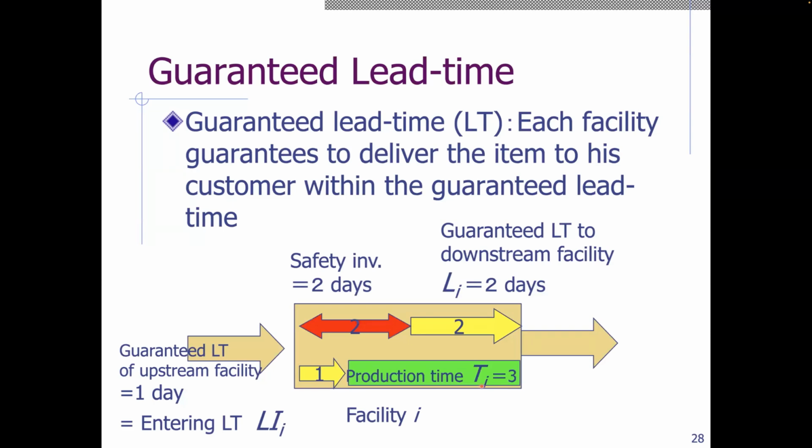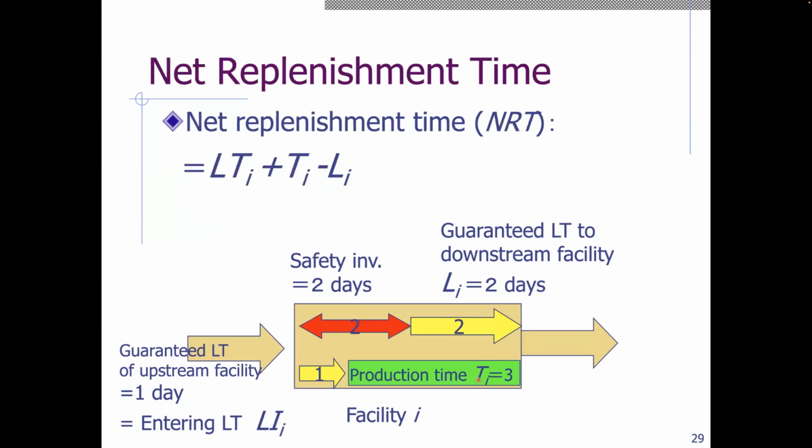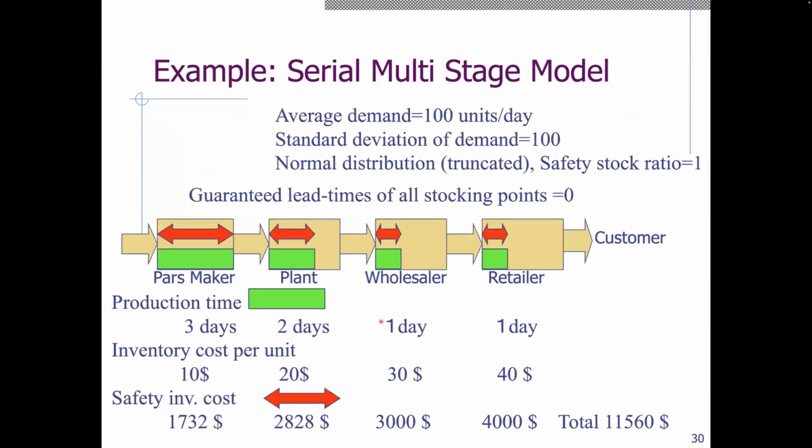The net replenishment time is defined by entering LT plus production time minus guaranteed LT. In this example, the net replenishment time, represented by the red arrow in the upper left corner, is 1 plus 3 minus 2, which is equal to 2. The inventory of the facility is set to the maximum demand volume during the net replenishment time to satisfy the service level. I will show you a small example to clarify the model.